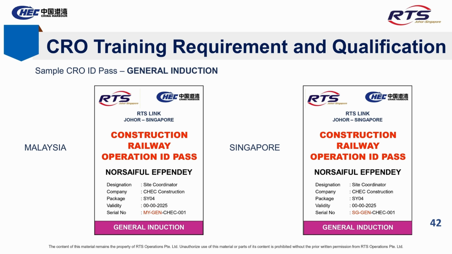Slide 42, ID Pass Sample, General Induction. This is the Construction Railway Operation ID Pass for both Malaysia and Singapore. It verifies the holder has completed general induction training and is certified to work in CRO areas.